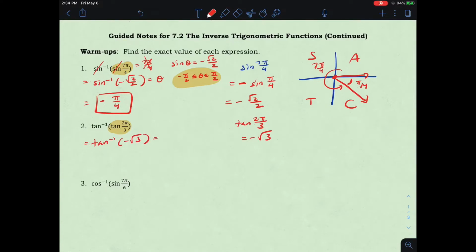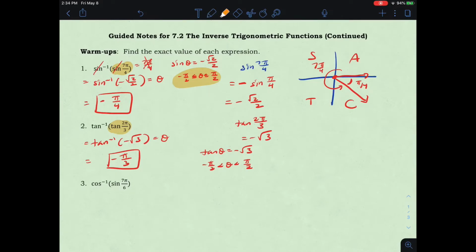And once again, I know that this is equal to some angle theta, where tangent of theta is equal to negative square root of 3. And I also know that theta has to lie in this interval here between negative pi over 2 and pi over 2. If you compare this interval with that for sine inverse, they're very similar, except for inverse sine, the endpoints are included. For inverse tangent, the endpoints are not included. So from here, you need to figure out tangent of what angle gives me negative root 3. If you remember your unit circle, you should end up with negative pi over 3.